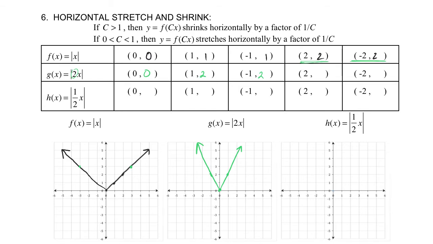Okay, let's see here. It's going to take longer for us to get to 2 on this. So we got to 1, but in this case, it's going to take us 2 units over for the x to get up to 1. So we'd just be at 1/2. So that's a horizontal stretch. Those are at 1/2.